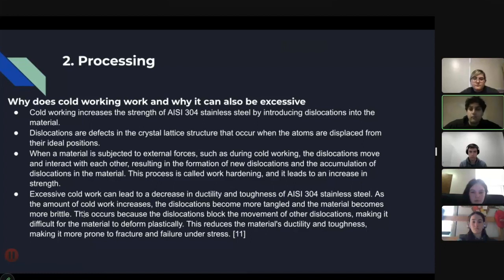So how does cold working work on 304 stainless steel? Cold working increases strength of 304 stainless steel by introducing dislocations to the material. These are defects in the crystal lattice structure that occur when the atoms are displaced from their ideal positions. When the material is subjected to external force, such as cold working, the dislocations move and interact with each other. This process is called work hardening, and it leads to an increase in strength. However, an excess of cold work can actually decrease ductility and toughness for 304 stainless steel. As the amount of cold work increases, the dislocations become more tangled and the material becomes more brittle. This reduces the material's ductility and toughness, making it more prone to fracture and failure under stress.